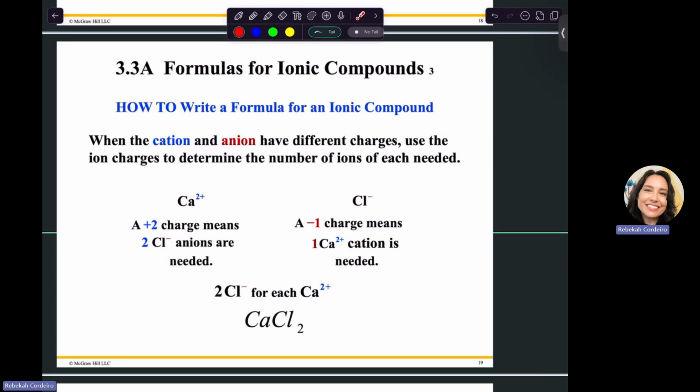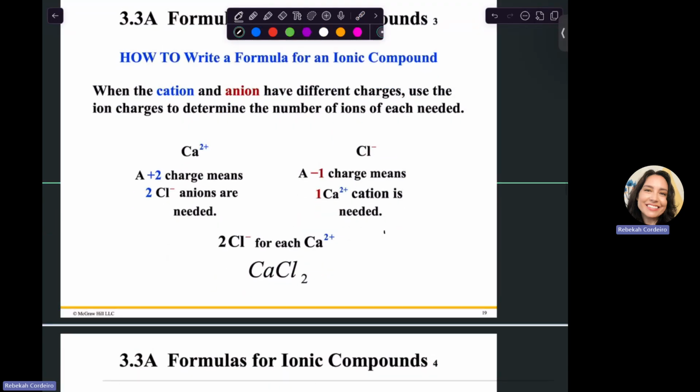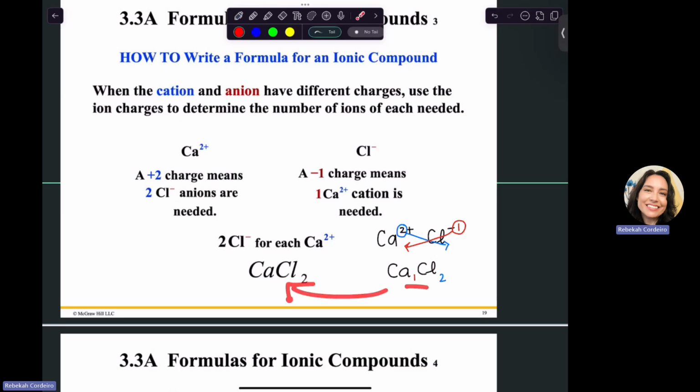One way in which we could do that is the crisscross method that you may have seen before. So you put your ions like this. You're going to take the positive of one of them and crisscross it to be the subscript of the second one. Then we take the negative number, not the charge, just the number, and then we crisscross it. So we get Ca1Cl2. And again, we don't really use the 1, so we just write it as CaCl2.